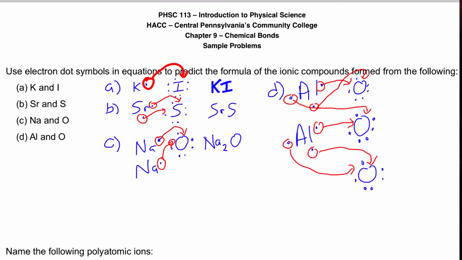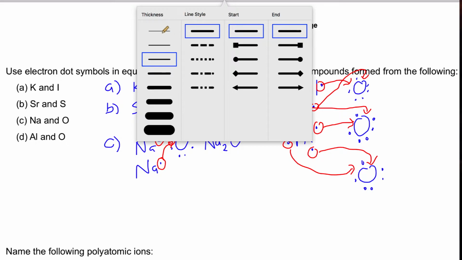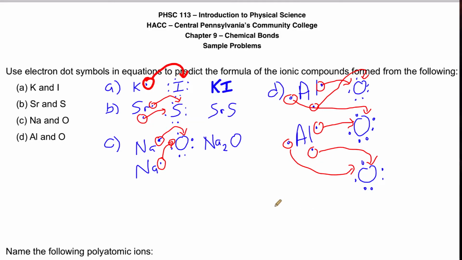And that will leave us with the formula in this case of Al. We have 2 of those. So Al2. And we have 3 oxygens. So Al2O3 would be the formula that we would get in this case for aluminum and oxygen.